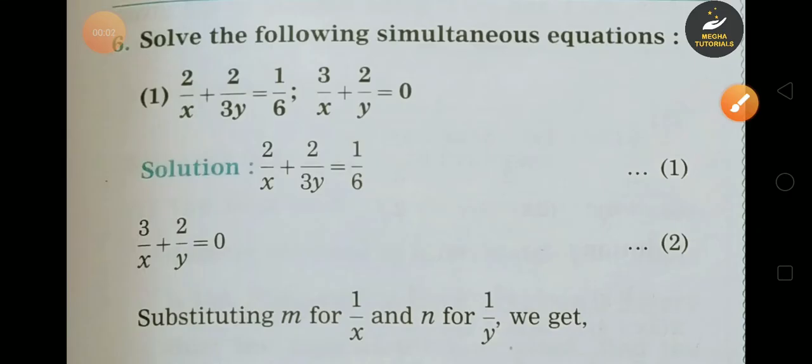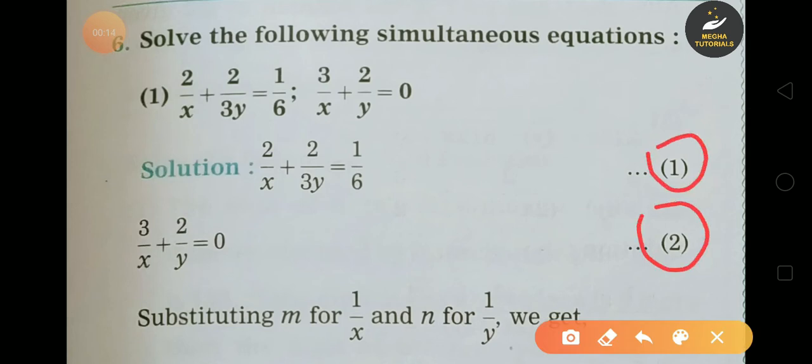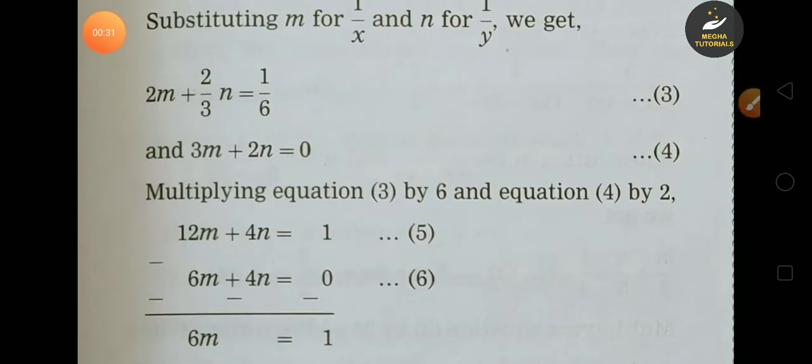Solve the following simultaneous equations. First, 2 upon x plus 2 upon 3y is equal to 1 upon 6, and 3 upon x plus 2 upon y is equal to 0. Equations 1 and 2 are not in the standard form, so to make them standard we will replace 1 upon x and 1 upon y by different variables. So let us consider 1 upon x is equal to m and 1 upon y is equal to n. After substituting the values of m and n, we will get new equations 3 and 4. Equation 3 is 2m plus 2 upon 3n is equal to 1 upon 6, and equation 4 is 3m plus 2n is equal to 0.